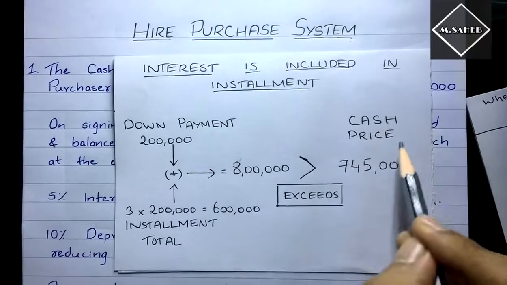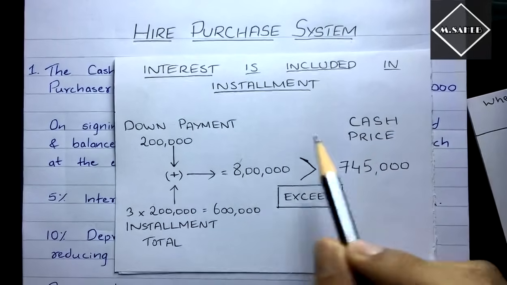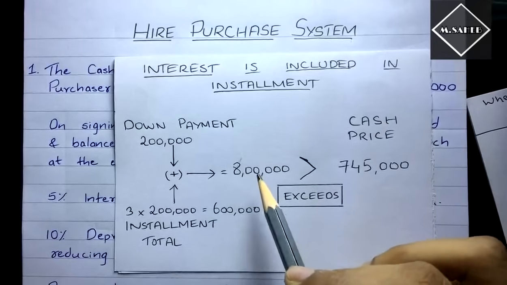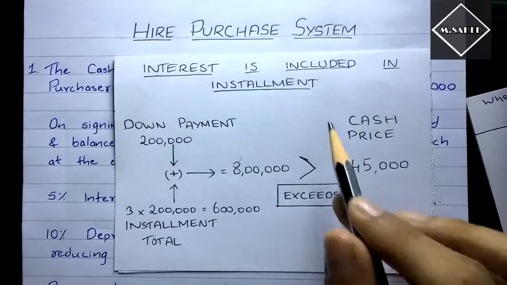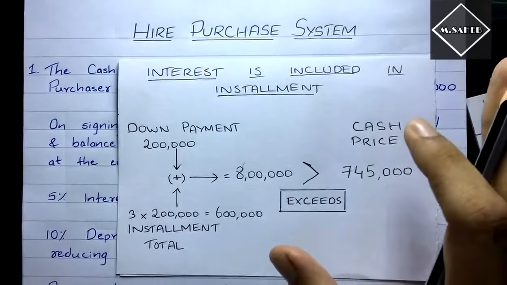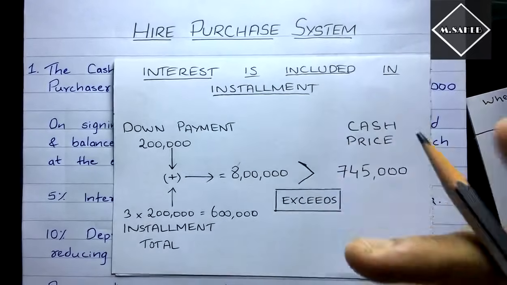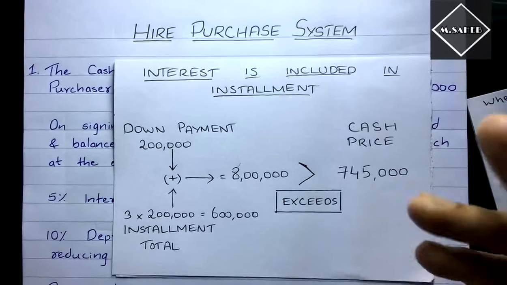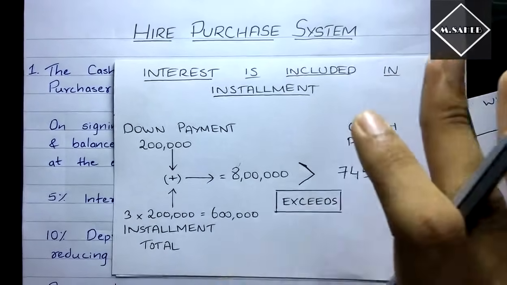I told you, in cash price it is pure principal amount. There is no interest in it. But in installment there will always be interest. So this is more than the cash price, so you can easily understand interest is included in the installment. If these two were equal, then interest is not included. That is case 2. We will solve that problem in the next video. Now you understood, right? Interest is included in the installment.